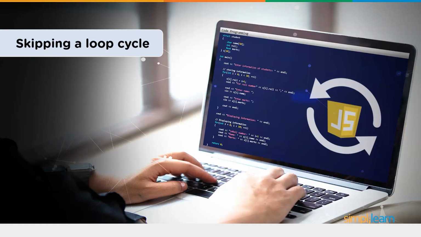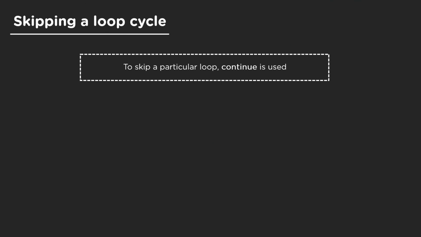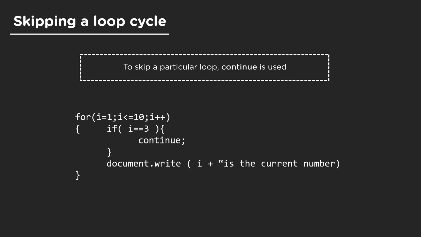Next up, we have skipping a loop cycle. Alright, so here, what exactly we do is we make use of a keyword continue to skip a particular loop cycle. Say in this case, we have a for loop which displays the values of i ranging from 1 to 10. However, we want to skip the cycle when it reaches the value 3. So what we do is we make use of the keyword continue here. So basically it displays 1 and 2 and skips the third cycle and then directly displays 4.